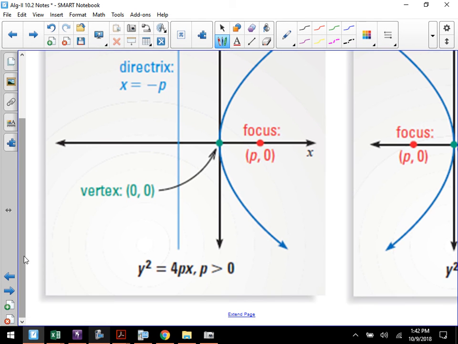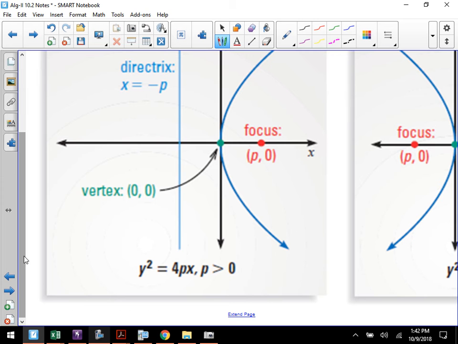When I look at a picture like this, I have a y squared parabola that's positive. That means it opens to the right. All of our vertices today will be centered at the origin, which means your focus is however many units away. The distance from the origin, 0, 0, to your focus is this value of p. Which means to go to the directrix, it's the opposite of p. You move backwards. And it just happens to be a vertical line.